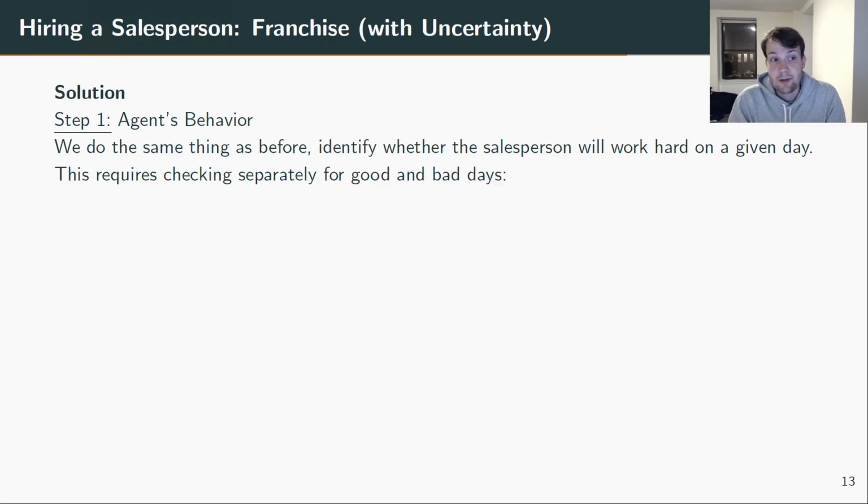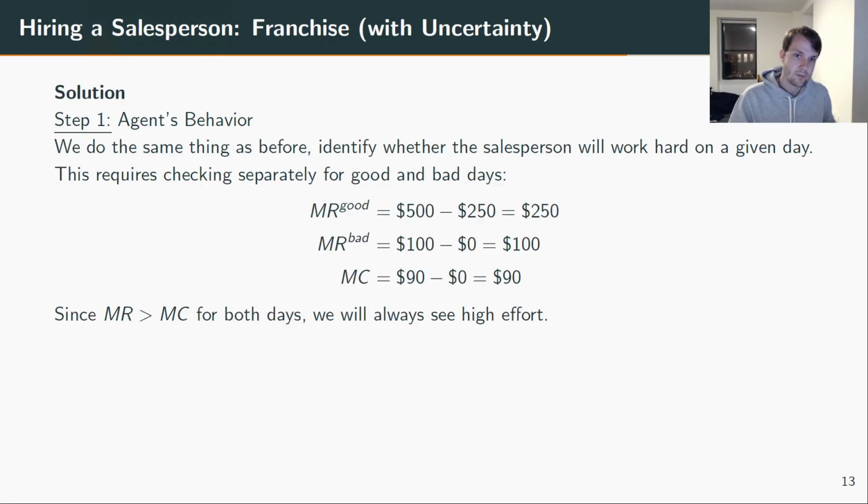We're going to do the same thing again. We're going to start with the agent's behavior, and we identify whether they're going to work hard on a given day. Now we have to check for good and bad days separately. On a good day, the margin of revenue of working hard is 250. On a bad day, it's 100, both of which is higher than 90. So they're going to work hard on good and bad days.